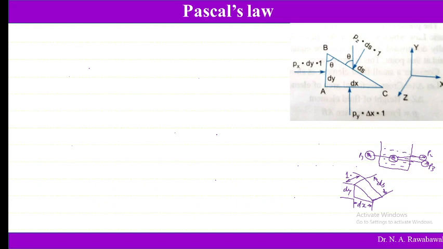Now considering this arbitrary element, the forces acting on it are because of two things: the pressure forces acting normal to the surface and the self weight of this element. Say, px is the force acting on surface AB, py is the pressure acting on surface AC, and pz is the pressure acting on surface BC. This angle we are going to call theta.